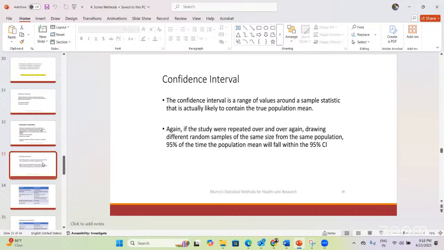If we have a mean and we have a CI, we can tell that this class has heights ranging between these two values, or weights between these two values. Next slide.